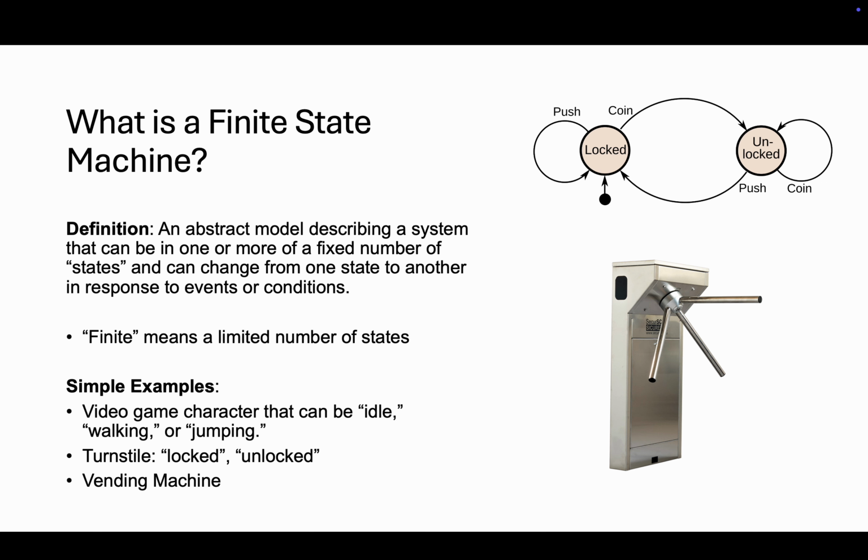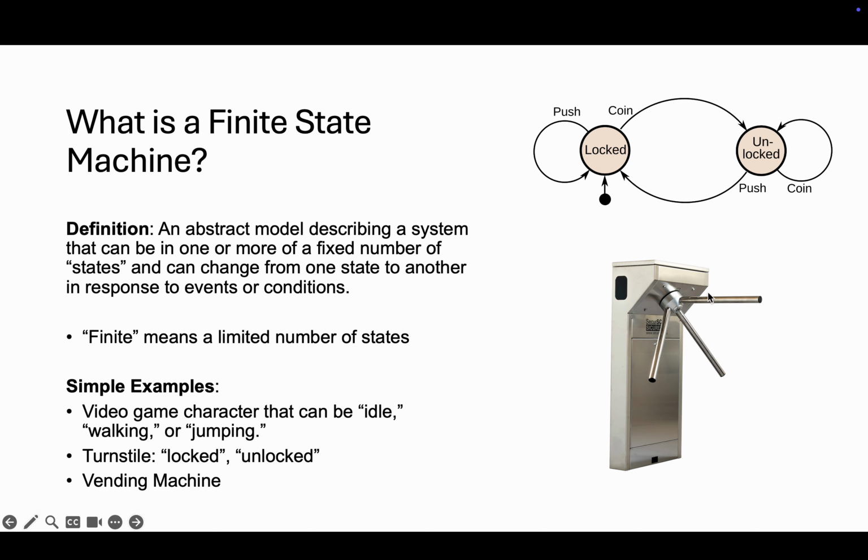Some examples would be how a video game character that can be idle, walking, or jumping can be planned as a system. The turnstile in the real world that prevents you from entering or exiting in the wrong direction without having paid. Or a vending machine as an interactive system.